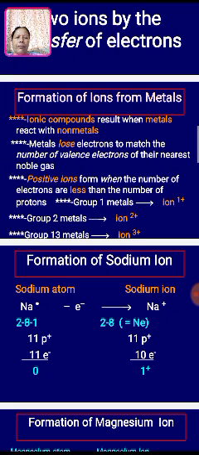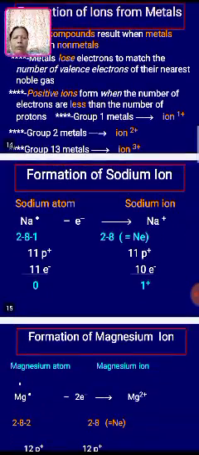For example, group 1 metals show ions of 1 plus, group 2 shows 2 plus, group 13 shows 3 plus. Likewise, how does the sodium ion form? Sodium has atomic number 11. Its electronic configuration is: first shell 2 electrons, second shell 2s2 2p6, and the remaining 1 electron goes to the third shell. So 2,8,1 is the electronic configuration in a normal sodium atom.